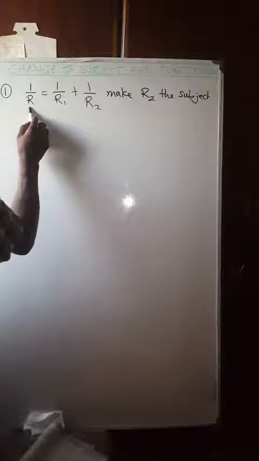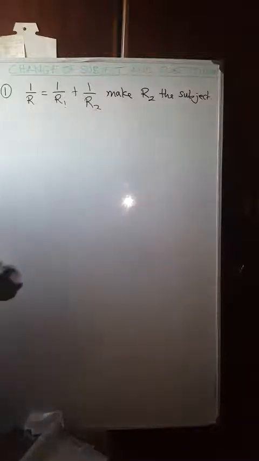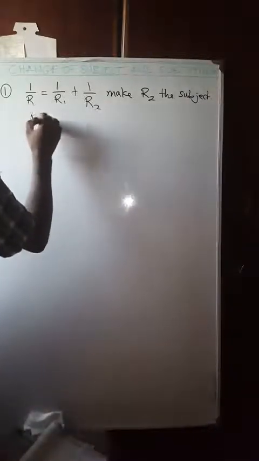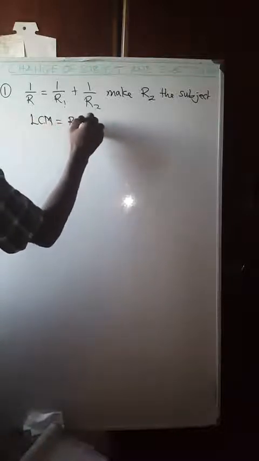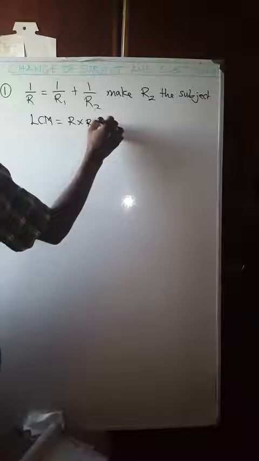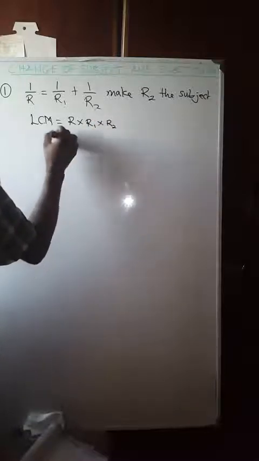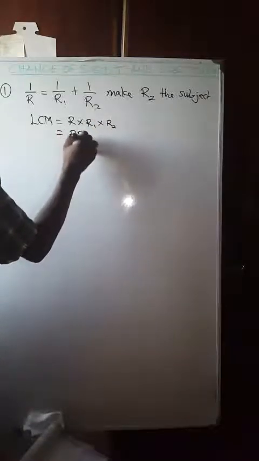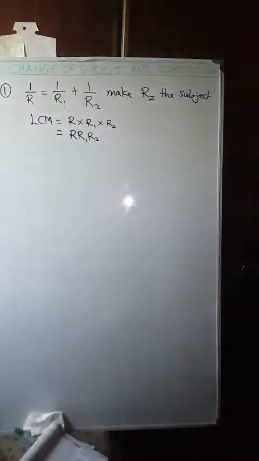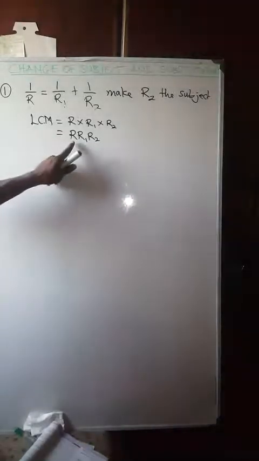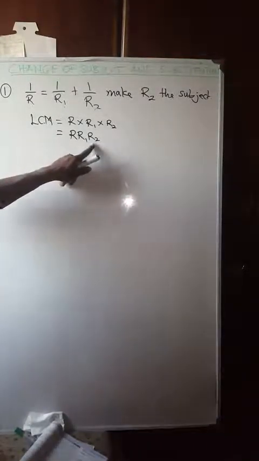So these are the denominators. The denominators here are R, R1, R2. So we have the LCM to be R times R1 times R2. And that will give us R, R1, R2. So we are going to multiply each term by the LCM, R R1 R2.